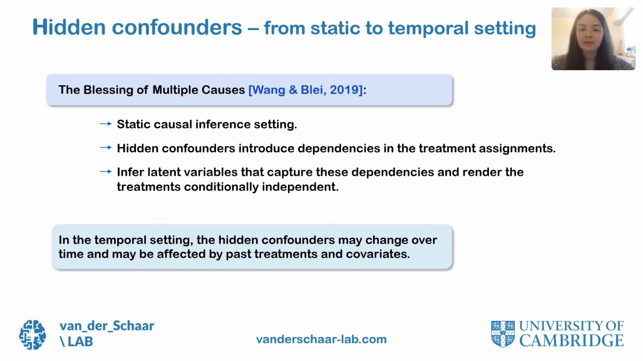Then these latent variables can be used as substitutes for the hidden confounders. Now, inferring latent variables that can act as substitutes for the hidden confounders in the longitudinal setting is significantly more complex than in the static setting. This is not just because the hidden confounders may vary over time, but also because the hidden confounders may be affected by previous treatments and covariates. And in this case, standard latent variable models are no longer applicable as they cannot capture these time dependencies.